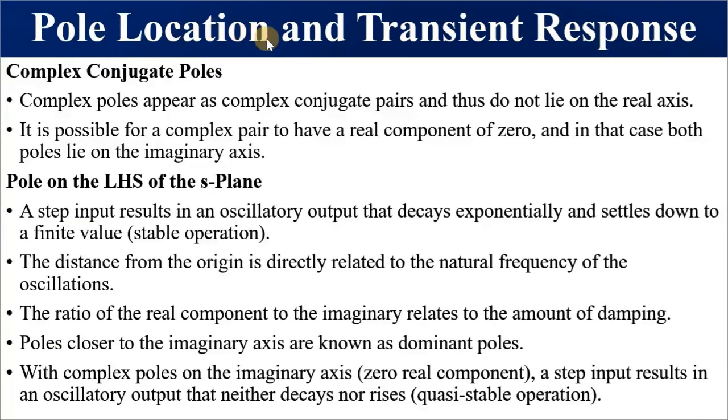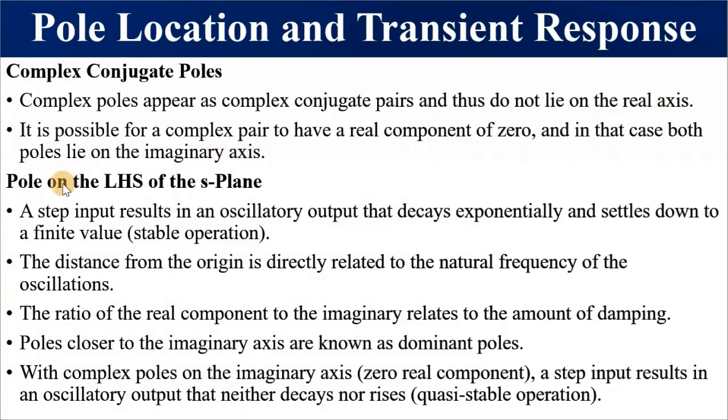More on pole location and transient response. We are first going to look at complex conjugates, and we are saying complex poles can appear as complex conjugate pairs, and thus they do not lie on the real axis. And it is possible for a complex pair to have a real component of 0, and in that case both poles lie on the imaginary axis.